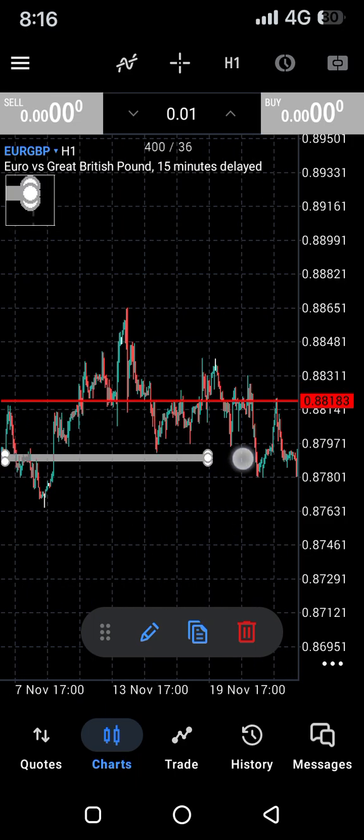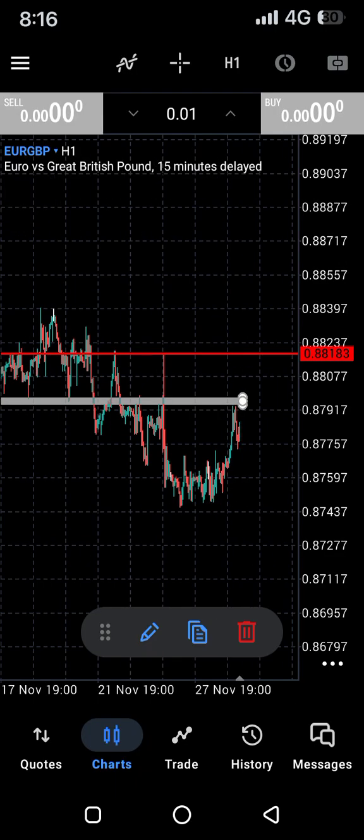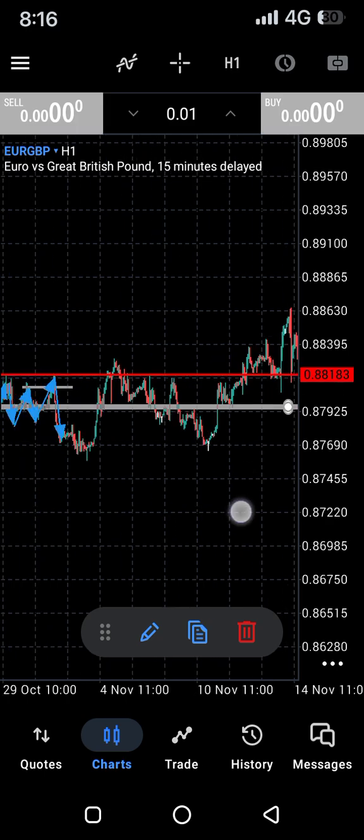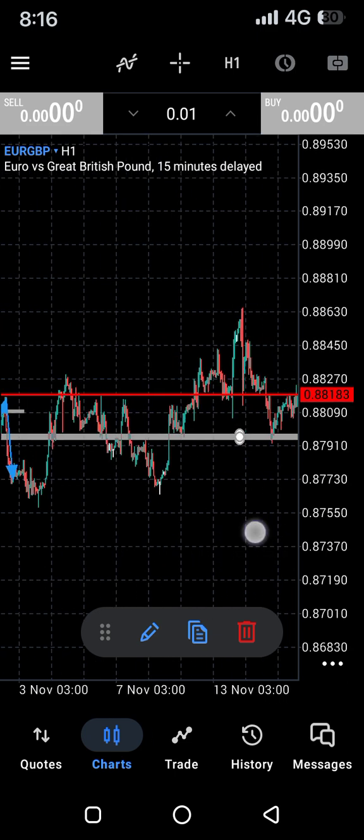What did we see? Anything below this zone is good for sales into infinity. Anything below that zone is good for sales, and that's where price is currently at, okay. We have analyzed from the previous day's perspective. Now we are going to the higher time frames, okay. So let me explain a bit further.